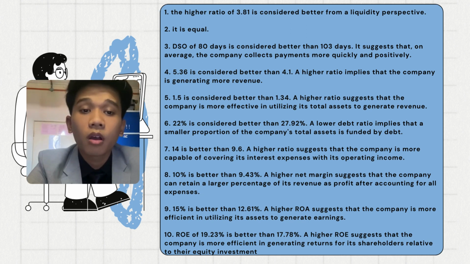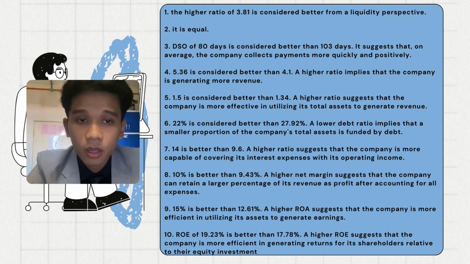Number 9, 15% is better than 12.91%. A higher ROA suggests that the company is more efficient in utilizing its assets to generate earnings. Last one is ROE of 19.23%, which is better than 17.78%. A higher ROE suggests that the company is more efficient in generating returns for its shareholders relative to the equity investment.